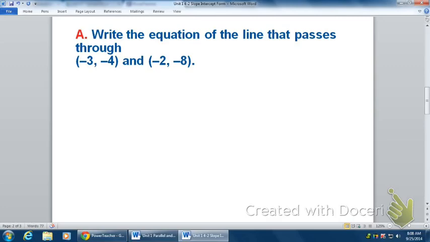Here we have 2 points. Okay, and we need to put this in slope-intercept form. So first of all, let's figure out the slope.